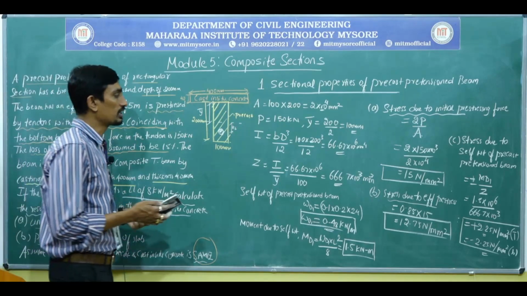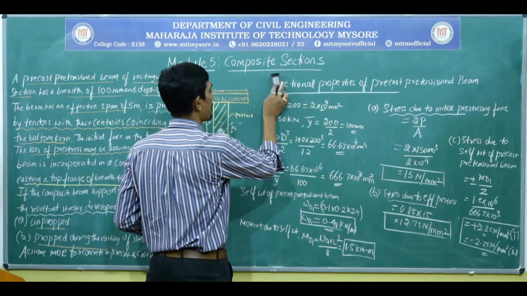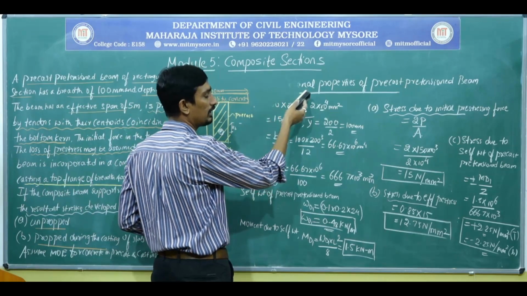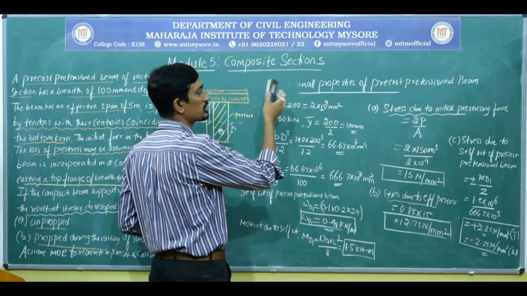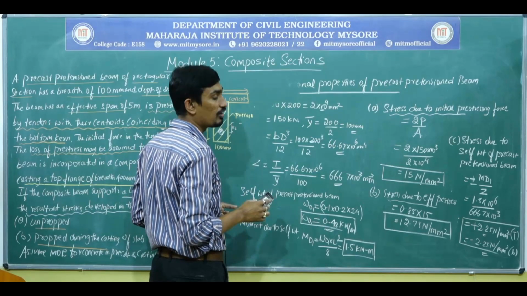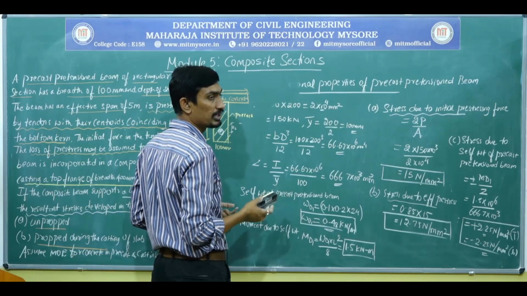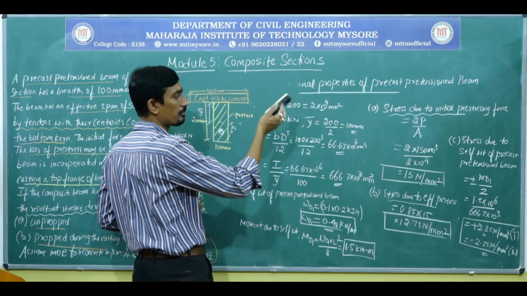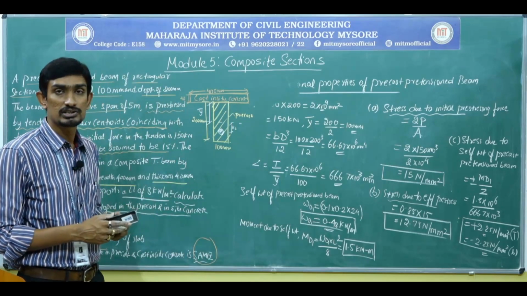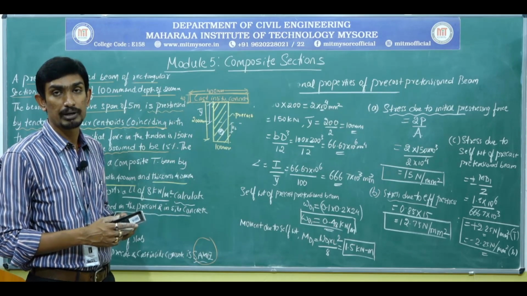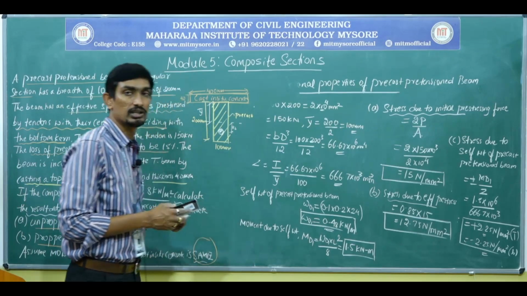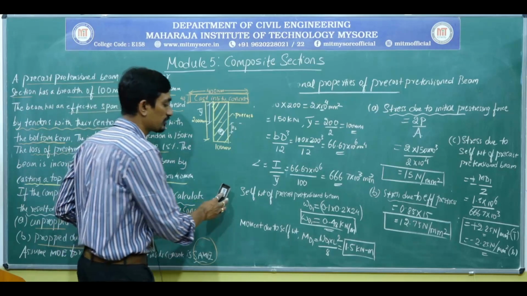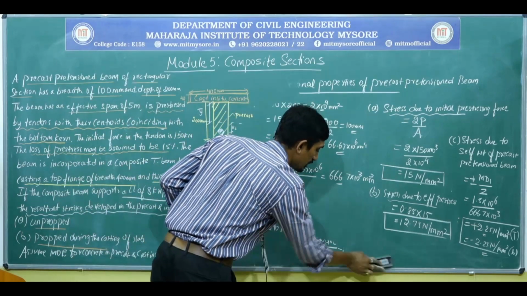Now let me move on to the next thing. Also, instead of sectional properties of precast, you can write down the heading stresses due to the self-weight of precast pretension beam. That is also the best thing you can write down, because I have written the formula and discussed it in that way. Next, we will move on to the next step.